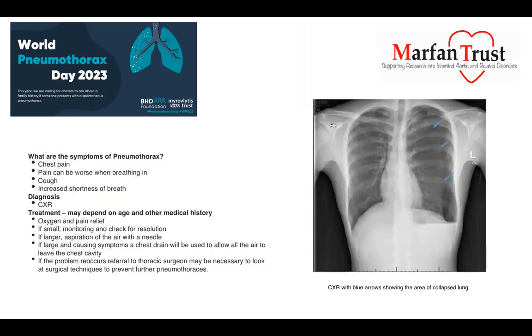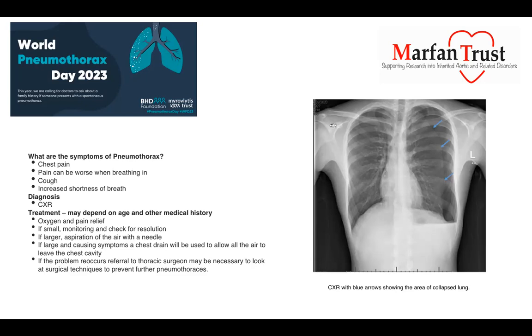The symptoms of pneumothorax include chest pain that can get worse when breathing in, a cough, increased shortness of breath, or feeling out of breath even when sitting down and resting. Diagnosis is made with a chest X-ray, and as you can see in this picture, the blue arrows show how the lung has collapsed. Treatment varies due to a person's age, medical history, and the severity of their symptoms.